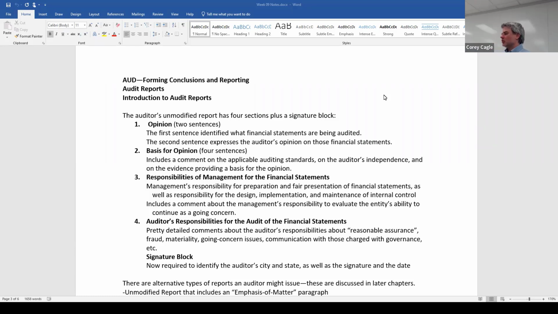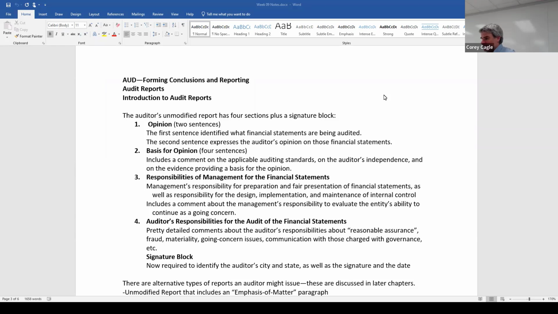So getting a good feel for the audit report is super important. So that's where they begin with us. They tell us about the unmodified, the clean audit report and what all's in it. And be sure to know that. Now, the opinion is first. That's a new thing. The opinion has never been first. They just changed that. It used to be last.